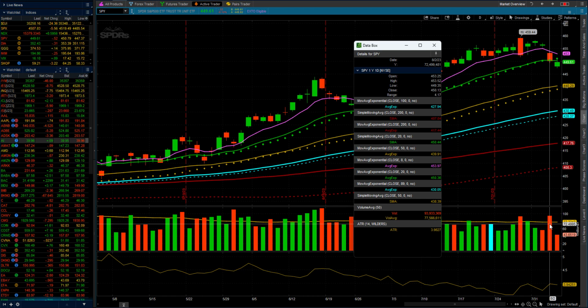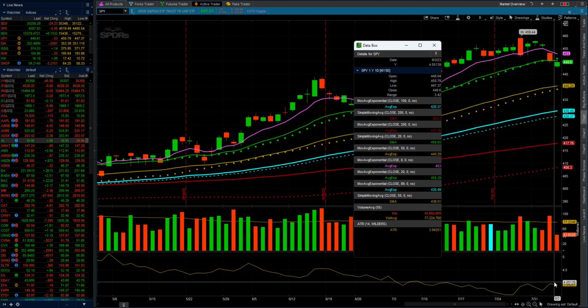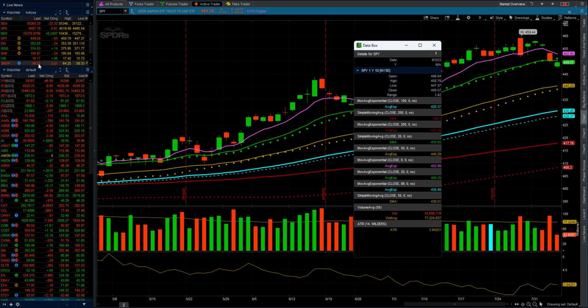The ATR is still below 4. The average true range, I'd still like to see that moving back above 4 here in the near future. We'll see if that comes into play. And then the VIX. If we take a look at volatility, it's back above 16. It actually briefly approached 17.5 this morning when markets were on the lows.